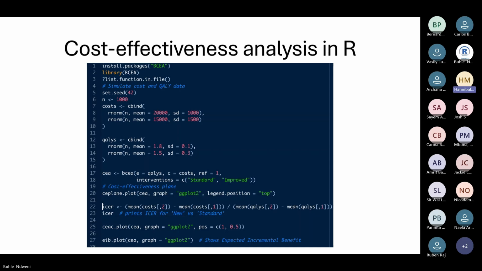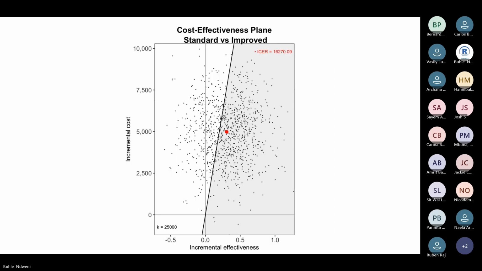Now, in this case, you notice that the cost of the new drug, which in this case is the improved drug, is less than that of the standard drug, and as such, it also has lower qualities. But when we go on to have a look at the plot, can you go on to the next slide? You will notice that now the mean ICER or effectiveness is much higher, and the bulk of the values are occupying the upper top quadrant.